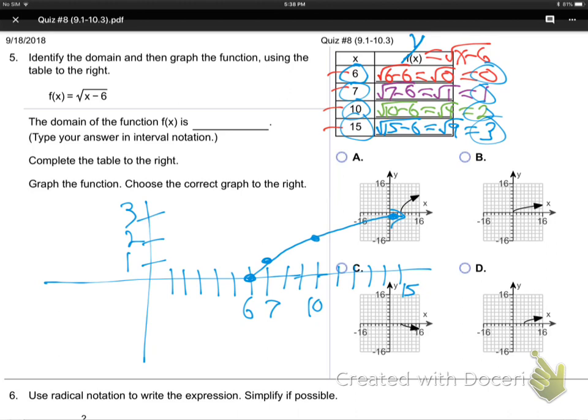So which of the graphs look like that? Start over to the right and go up kind of slowly like that. It looks like D to me, right? A looks similar, but A looks like it's going too high, too fast. The graph stays low like D does. It's not B because B starts at the origin. That's wrong. It starts over 6, so it's D.